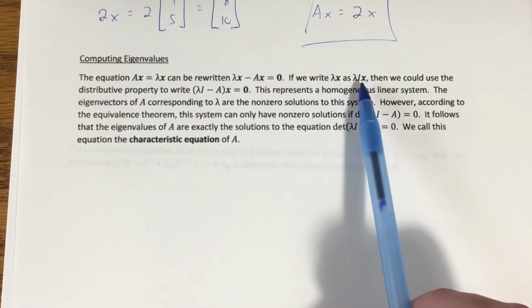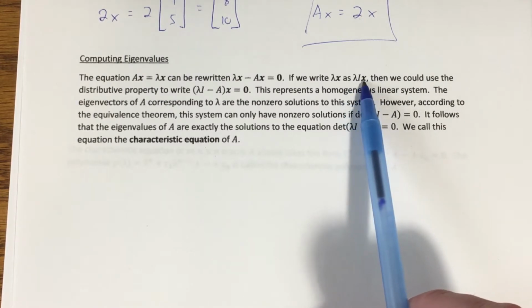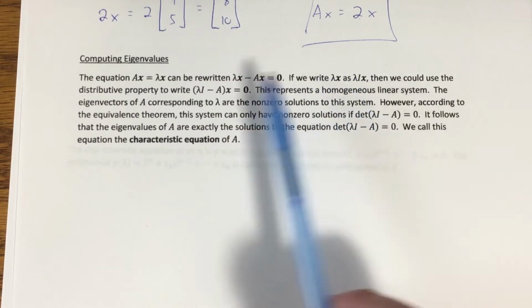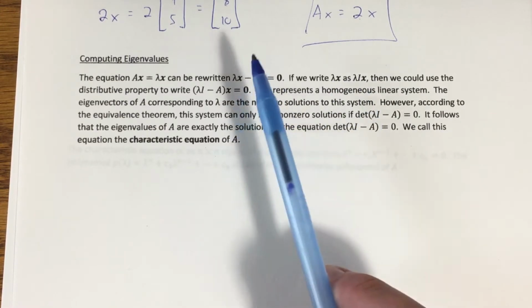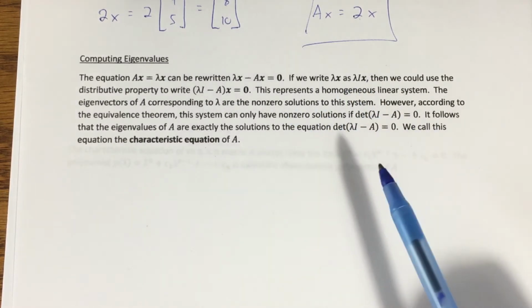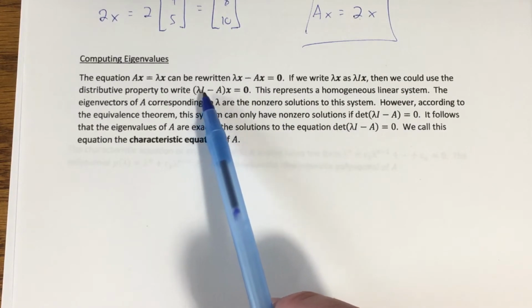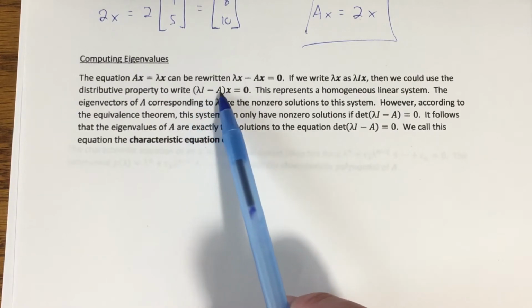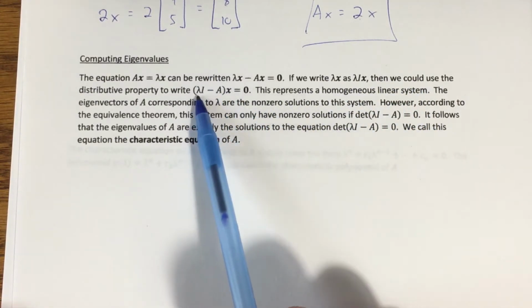Notice that lambda x is the same thing as lambda I x, I being the n by n identity matrix. We know that the identity matrix times x would just be x anyway, so there's no difference between these two. But writing it this way, if I replace lambda x with lambda I x, then factoring the x out, I would be left with lambda I, which is an n by n matrix. That leads me to this. Factoring the x out, I get lambda I minus A, an n by n matrix minus an n by n matrix, times the vector x equal to the zero vector.